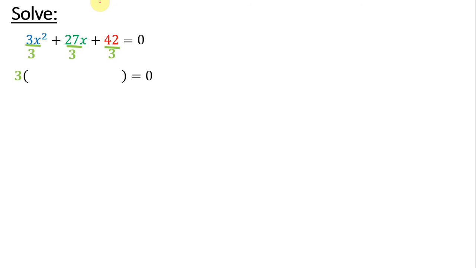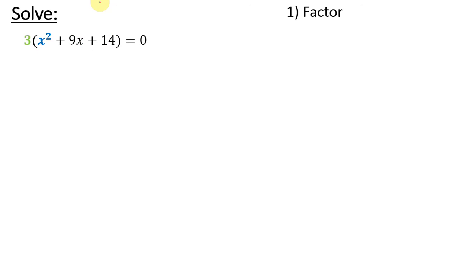3x squared divided by 3 would give me x squared. 27x divided by 3 would give me 9x. And 42 divided by 3 would give me 14. Now this is a lot more manageable. So now I can just factor this and just carry down that 3.